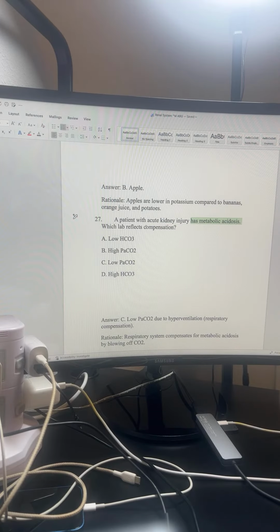Which lab reflects compensation? That is going to be your low PaCO2, because this patient is going to be hyperventilating. So the patient is going to have respiratory compensation going on. If it was the lungs that was the problem, then the kidneys would be compensating. So C, the respiratory system compensates for metabolic acidosis by blowing off your CO2.